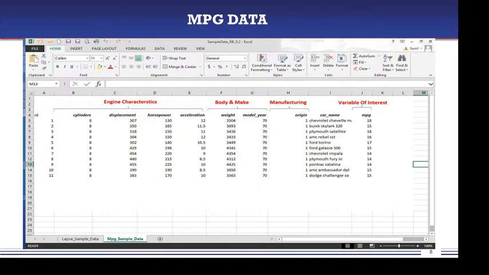We have the year in which it was manufactured, and we have the region in which it was manufactured: 1 for the US, 2 for Europe, and 3 for Japan. We have the car name, and finally we have miles per gallon, which is the numerical value that we'll be trying to predict.